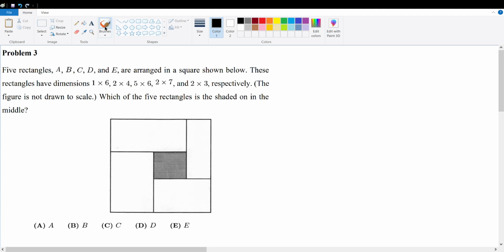Problem 3. 5 rectangles A, B, C, D, E are arranged in a square shown below. These rectangles have dimensions 1 by 6, 2 by 4, 5 by 6, 2 by 7, and 2 by 3 respectively. Which of the 5 rectangles is the dimensions of the shaded region below?